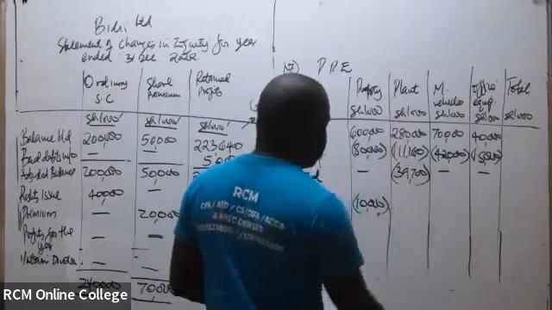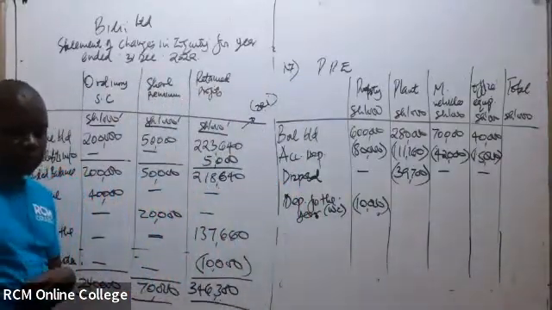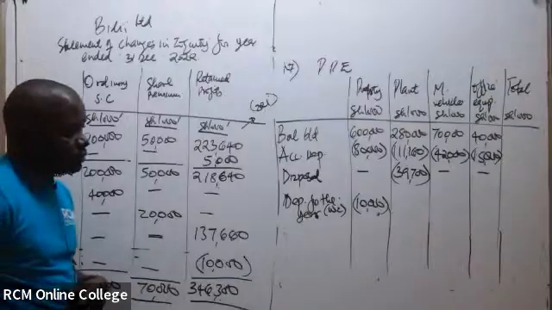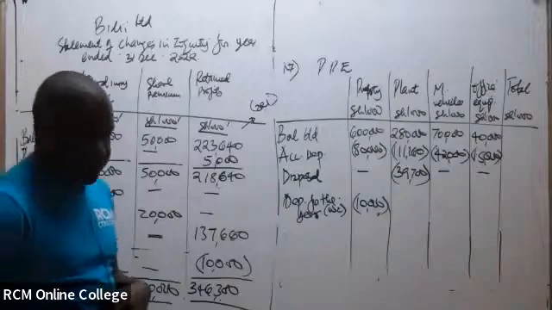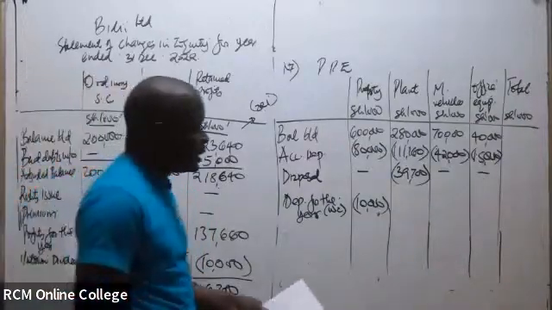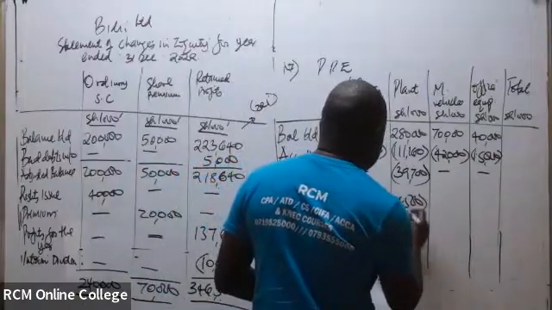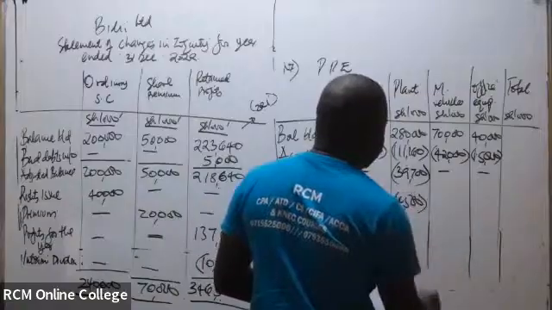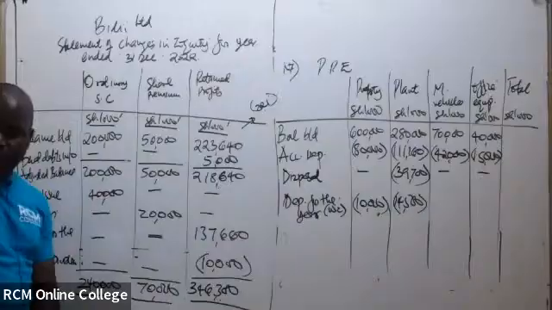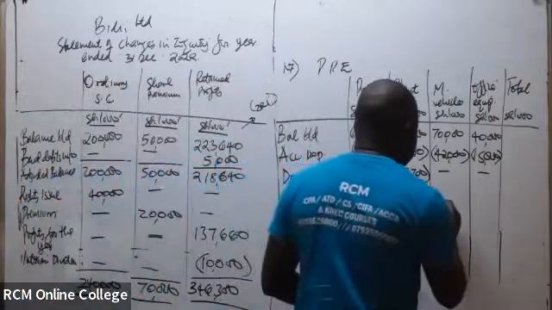What about plant? For plant, we are getting how much? It was 14,500. I think it was 14,500. What about for motor vehicles? For motor vehicles, it was how much? Motor vehicles, it was 14 million.